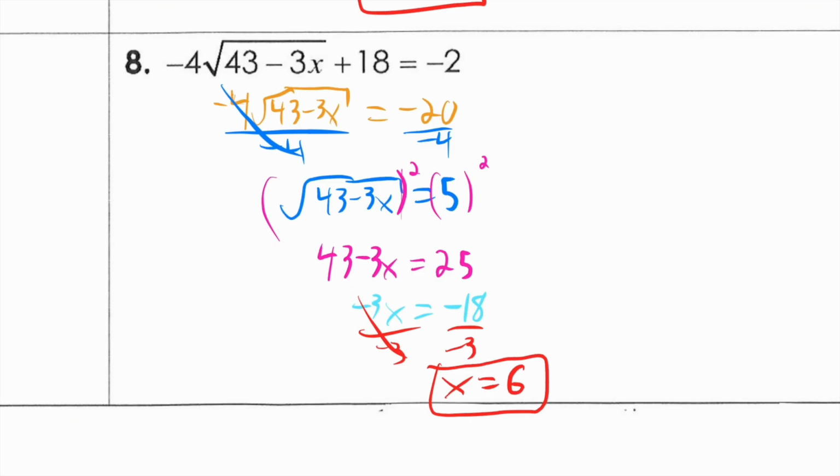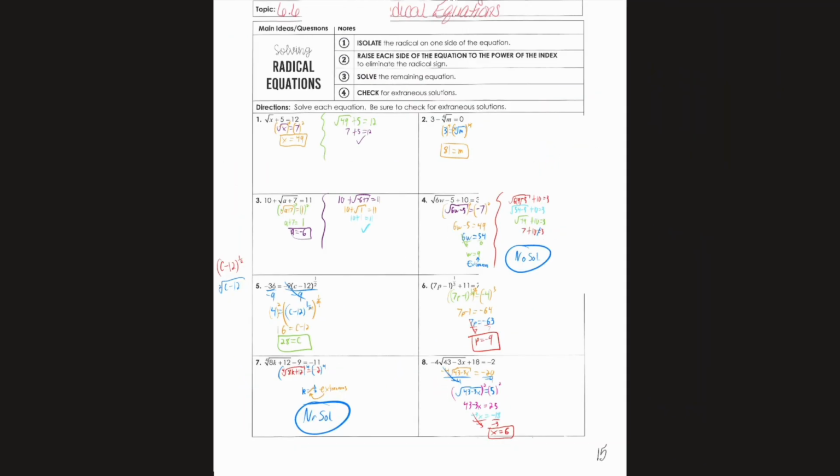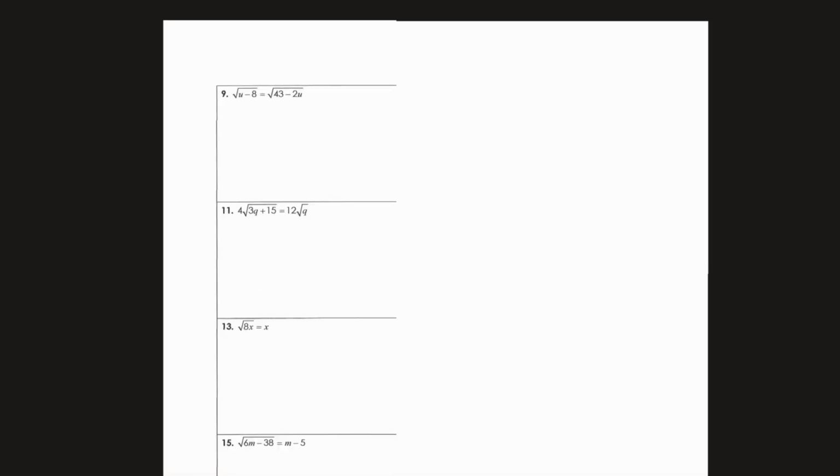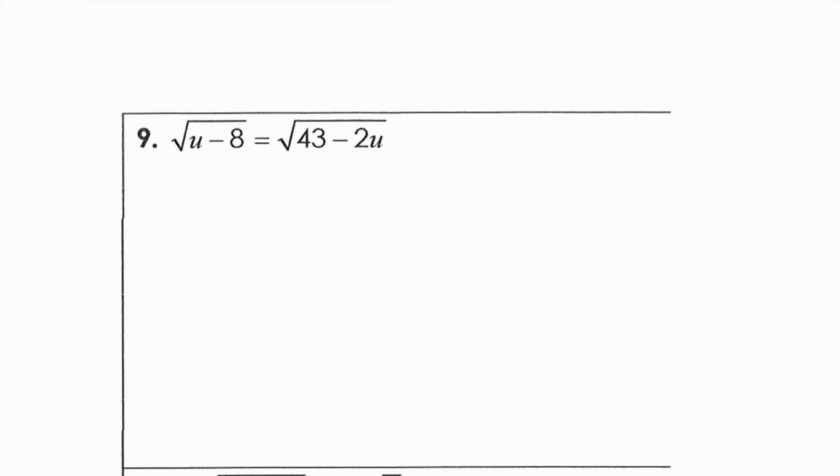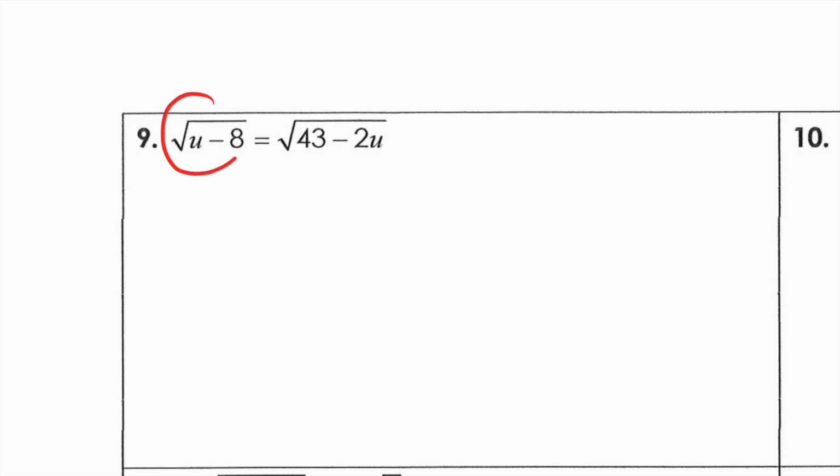Moving on, we'll look at number 9. Whoa, we have 2 radicals. We should panic. No, you should definitely not panic. Instead, we have to think, okay, well, what do we do? Well, good thing I'm here to help you. So we look and say each radical is actually isolated.